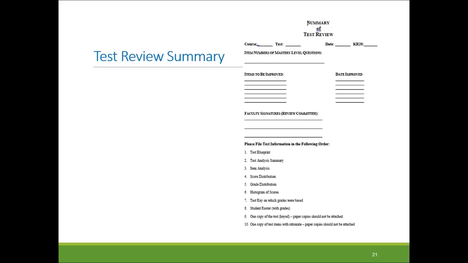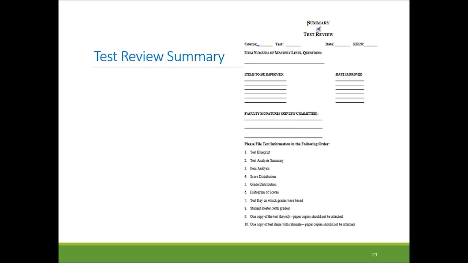And then lastly, I would say there's some type of summary of test review document that you really want to provide to faculty. This would be the classic document that's completed at the end of each test and then summarized at the end of the course and handed over to the testing committee for aggregate analysis. If there are particular items that you as a faculty course coordinator have already recognized need to be improved, they can be documented on some type of form like this, and the date that they were rewritten or edited can be shown.